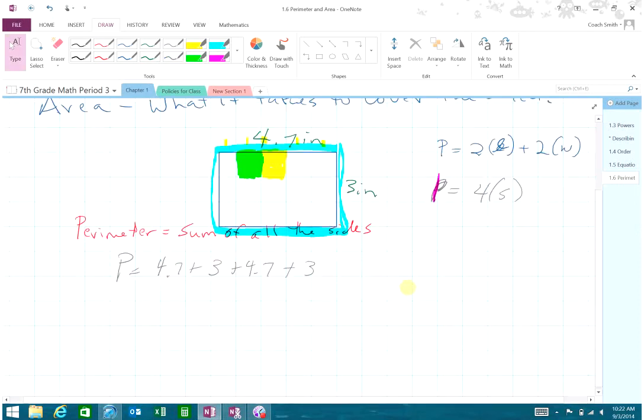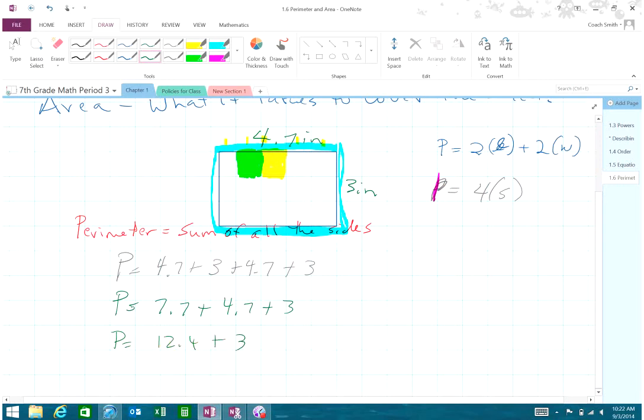Okay? So, if I take and add these together, that would be 7.7 plus 4.7 plus 3. Perimeter would be equal to 12.4 plus 3. Perimeter would be equal to 15.4 inches.